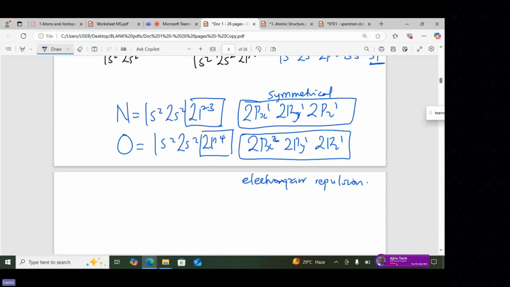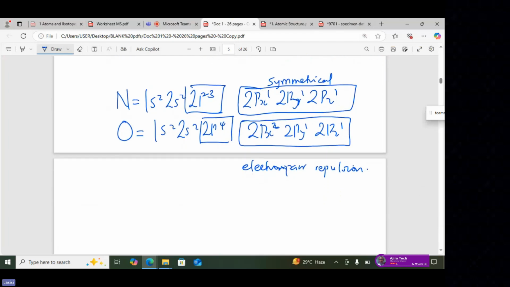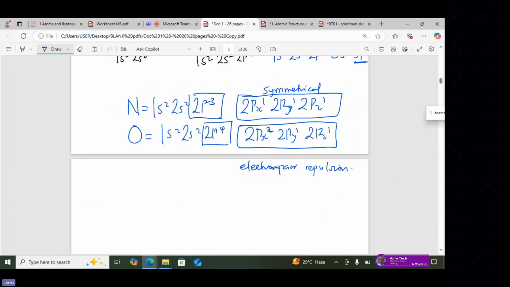So what I'm saying is that if you have a P3 system, it's a symmetrical system. They all have one. But P4 is not symmetrical. One of the orbitals has two electrons. Therefore, the two electrons here will be repelling themselves. It is called electron pair repulsion.